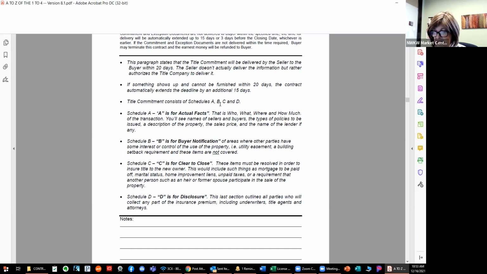The title commitment consists of schedules A, B, C, and D. I have a handout that I sent you on that as well, explaining the schedules. A is for the actual facts. B is for buyer notification. C is for clear to close, and D is for disclosure. So look at that handout as well, so you know what those different schedules mean in the title policy and the commitment.